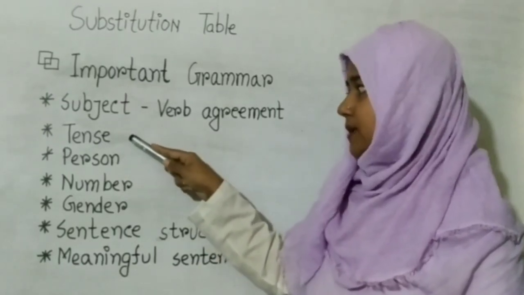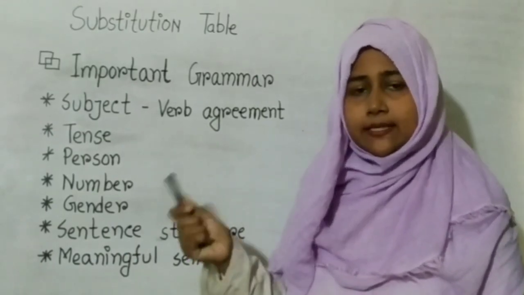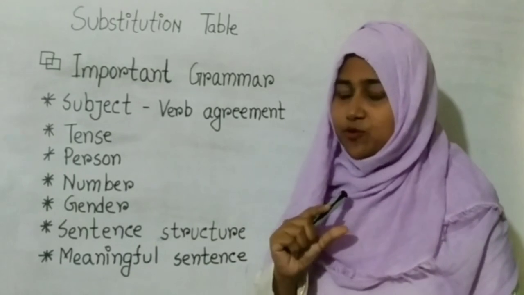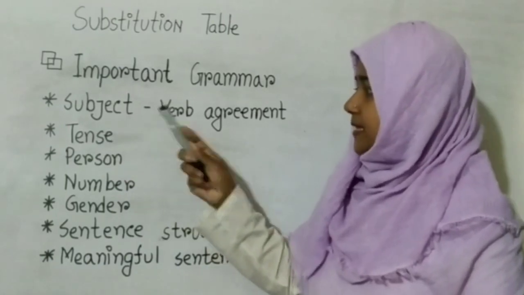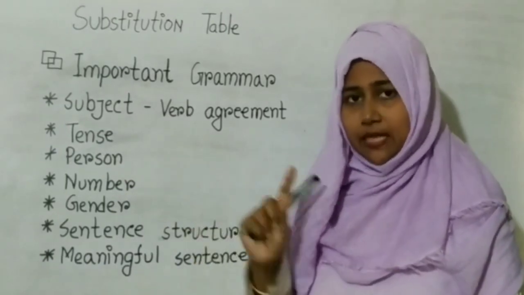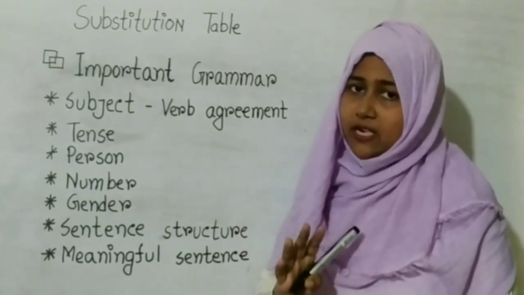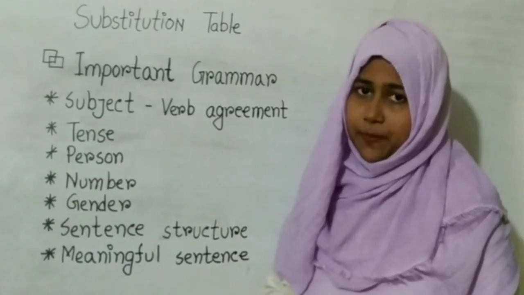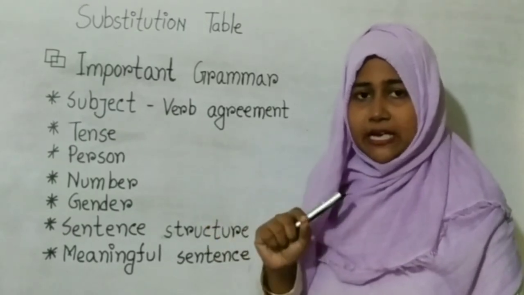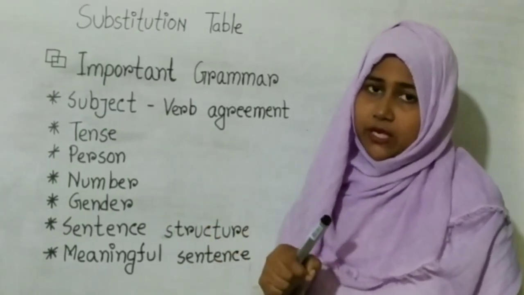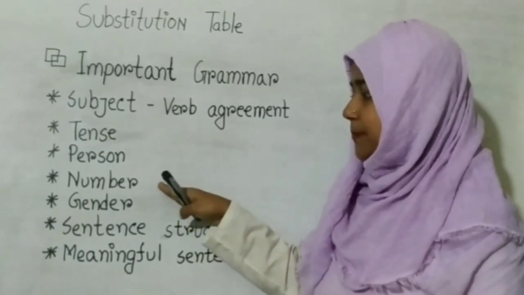Then the second grammar item, that is tense. You have to identify tense. How can you identify tense? In this sector, the second column will help you to identify tense. And after finding tense, you should write 5 sentences by using that tense. Then person identification. This is also important because you have to identify the person: first person, second person, third person. And then number. After person identification, you have to identify the number of that person, whether it is written in first person singular number or plural number. This type of person and number you have to identify.